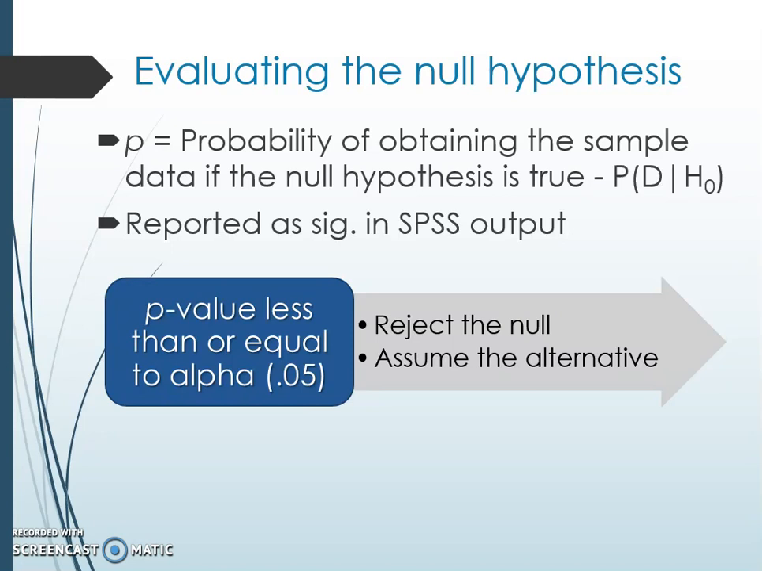She has a little bit different opinion about statistics than I do, but nonetheless, back to where we were. If the p-value is less than or equal to alpha, then we're going to reject our null and assume the alternative. And again, just to contextualize this, this is what we usually want to do.